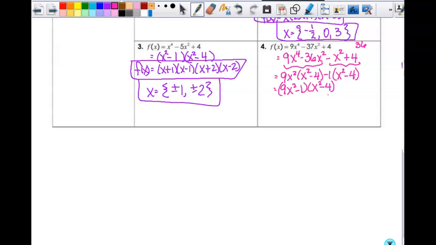That 9x squared minus 1, can I factor it some more? Is it a difference of squares? Yes, it is. I can take the square root of both. So this is equal to 3x plus 1 times 3x minus 1 times x plus 2. Good, thank you. X minus 2.